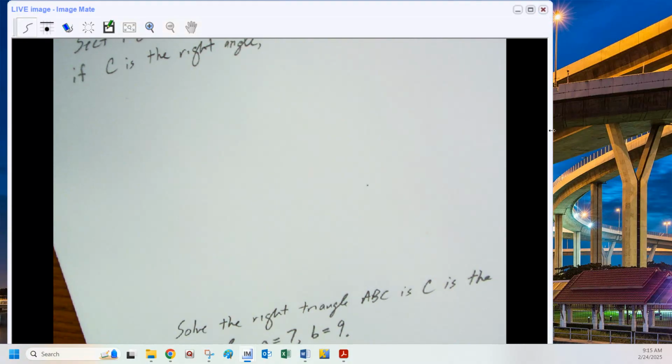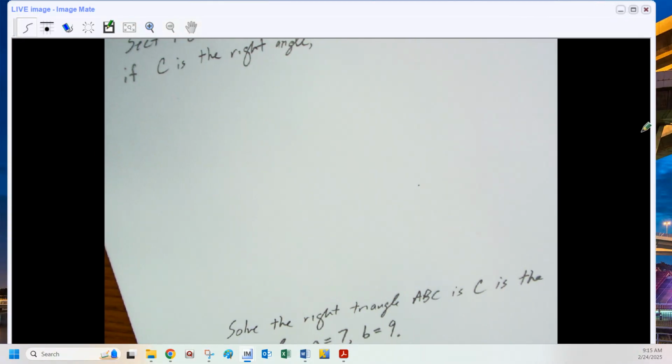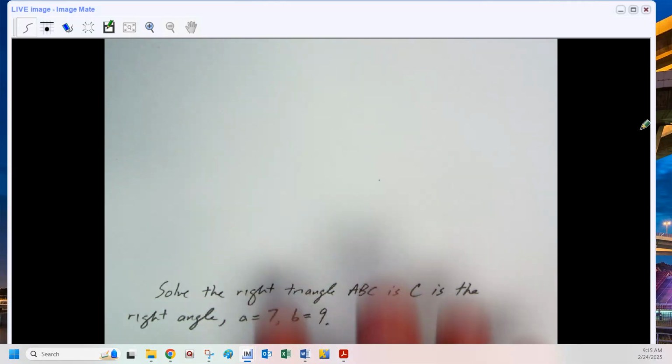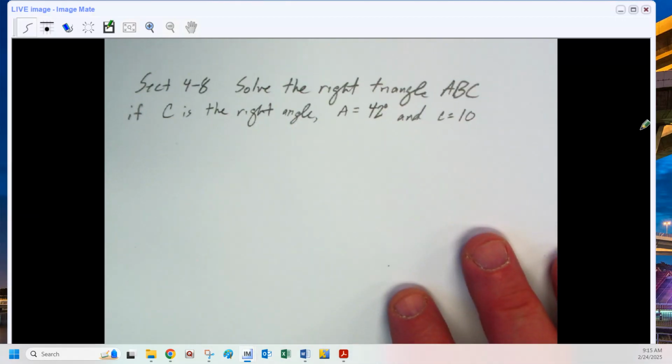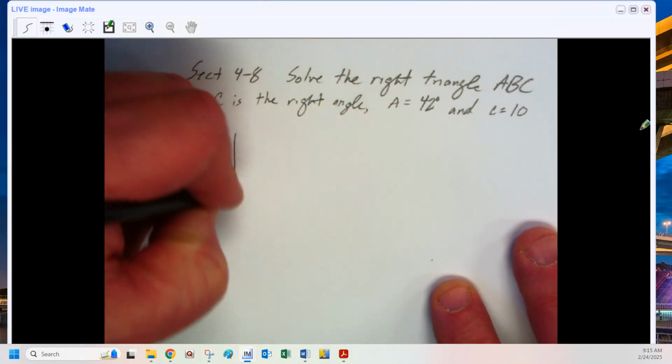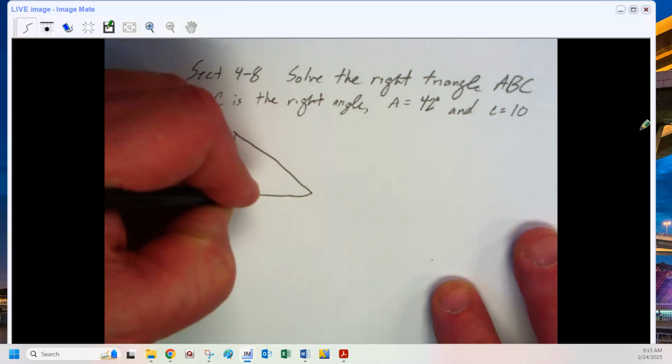We are going to give you a little video on solving some problems from section 4.8, which is called Applications and Models. At the beginning of 4.8, it has some questions where it just says solve the right triangle. What it means when it says solve the right triangle is that each triangle has really 6 parts.